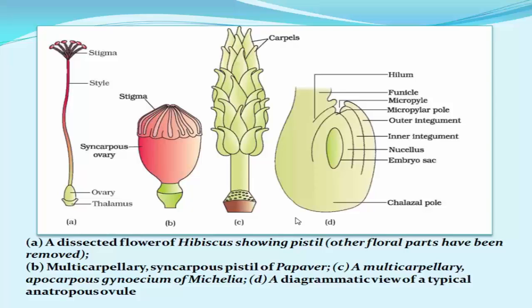The chalaza represents the basal part of the ovule. It is present opposite to the micropyle, and the micropyle is the small opening where both the integuments are not joined with each other, and that micropyle leads to the micropylar pole. So all these are the structural details with respect to the gynoecium and the megasporangium or ovule. And in the diagram you are observing an anatropous ovule.